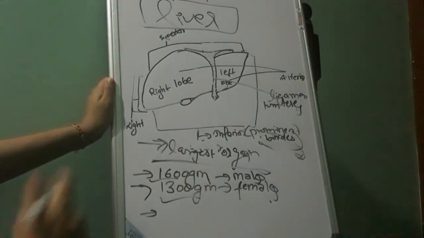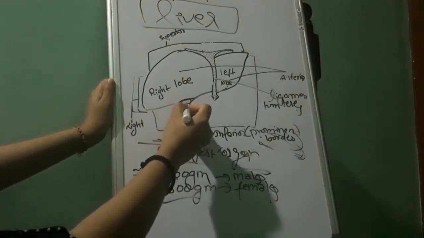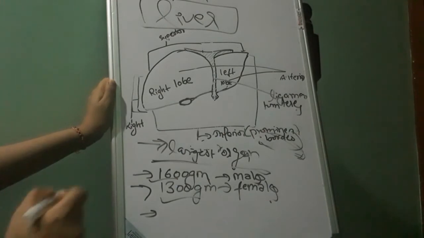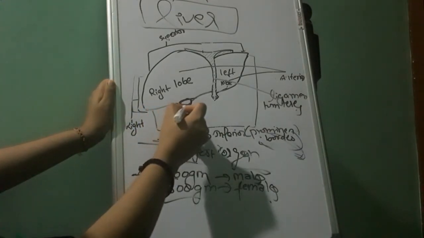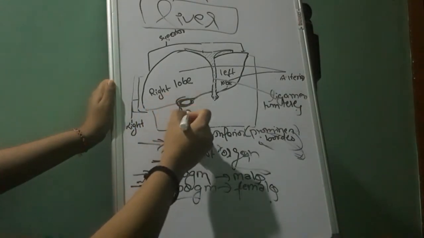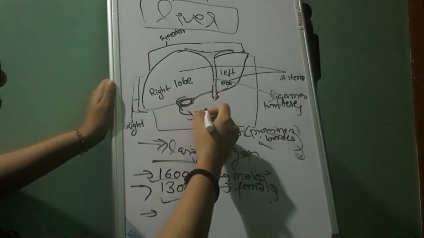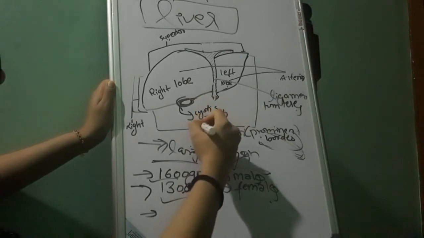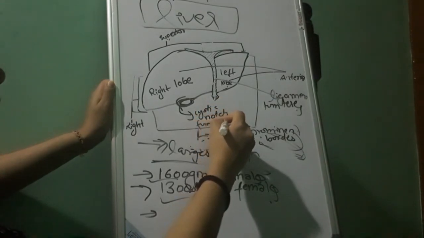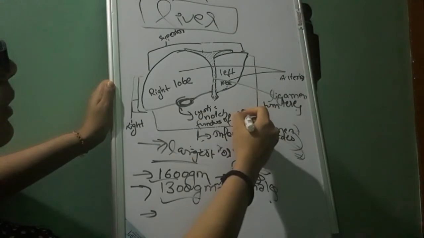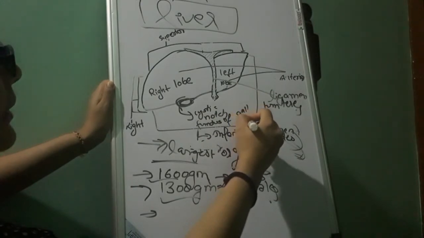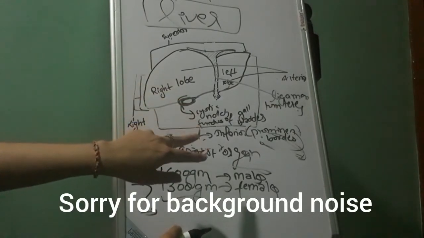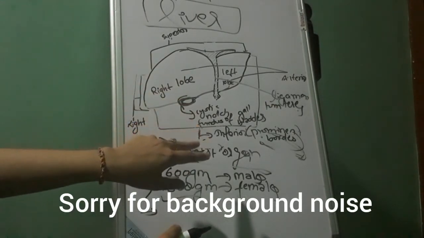So in the inferior border there is this small notch, which is the cystic notch, for the fundus of the gallbladder. So, cystic notch for the fundus of gallbladder.